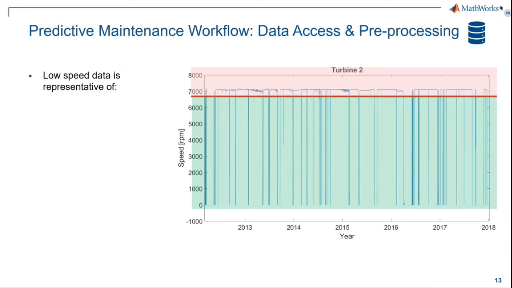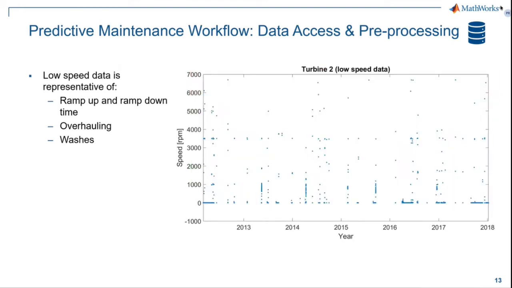Low speed data in general is representative of ramp up and ramp down time, overhauling, and washes. And we chose to look at the low speed data in isolation. So the scatter plot is only the data below the 6,700 RPM threshold. And we did this because we knew what we're looking for would be in that region. And by removing the high-speed data, it just meant we had less data to process, which saved us a lot of time. At this point, the aim was to look through the low-speed data and see if we could detect when washes occurred, so we can analyze the turbine life cycles more closely.